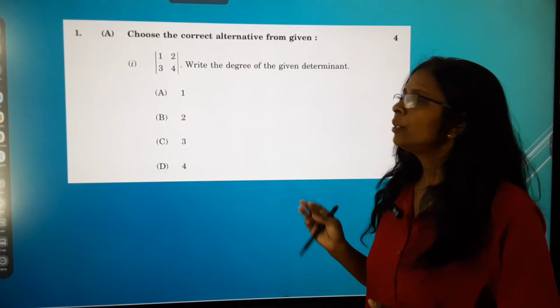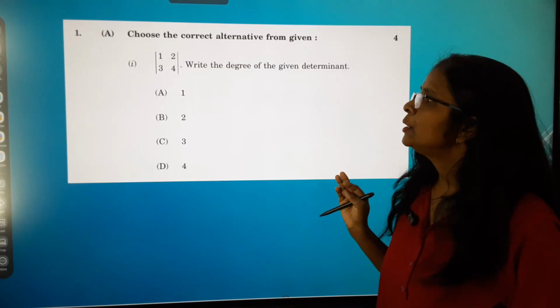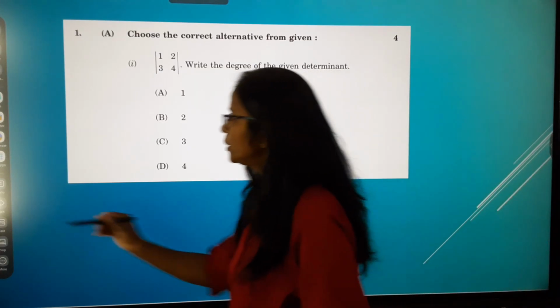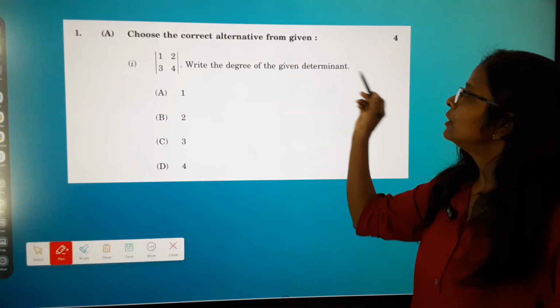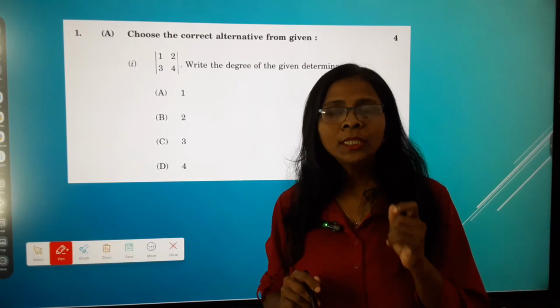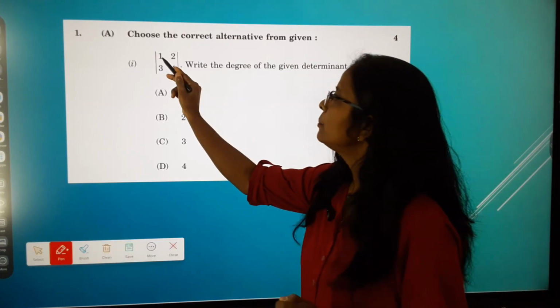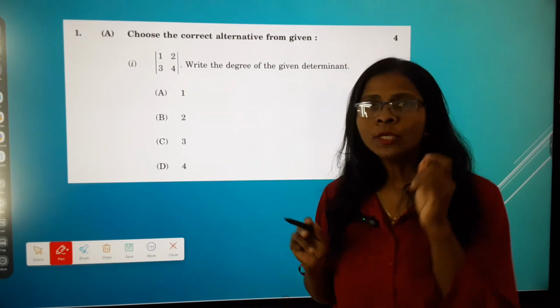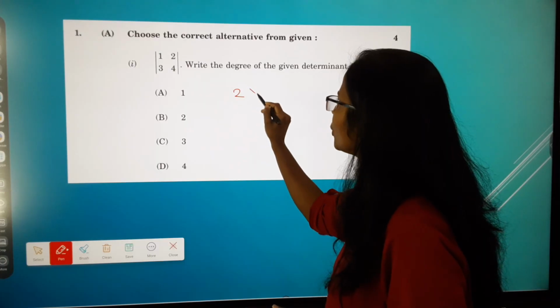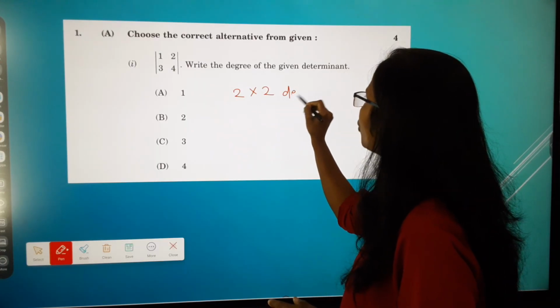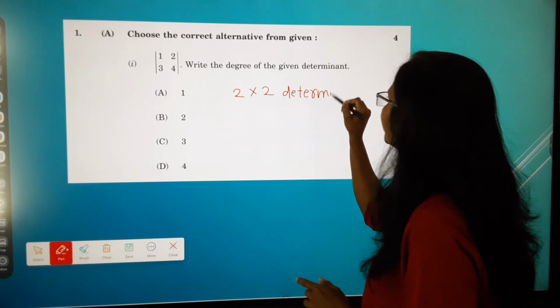Let us see the questions first for the multiple choice questions. The first one is: write the degree of the given determinant. Yes students, the determinant is 1, 2, 3, 4. This is a 2 by 2 determinant.